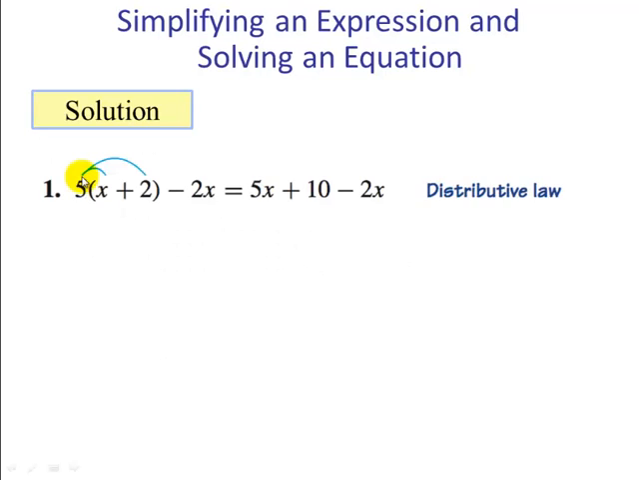Solution: first thing that we do for this expression is we do the distributive property. So 5 times x is 5x, plus 5 times 2 is 10, and then we bring over minus 2x. These are like terms, so we can combine them, and we end up with 3x plus 10. So this expression simplifies to this expression.